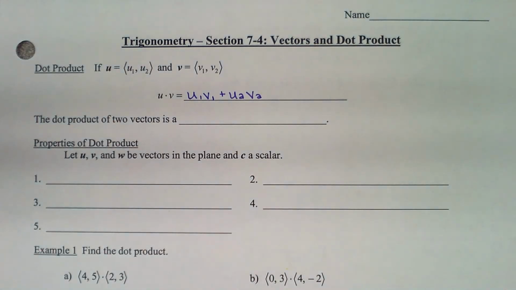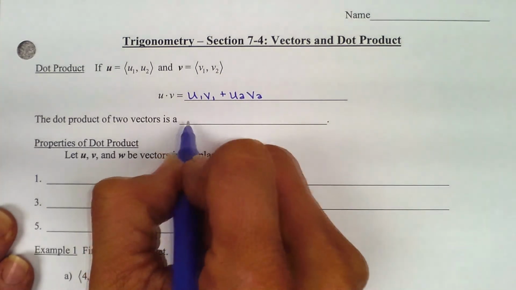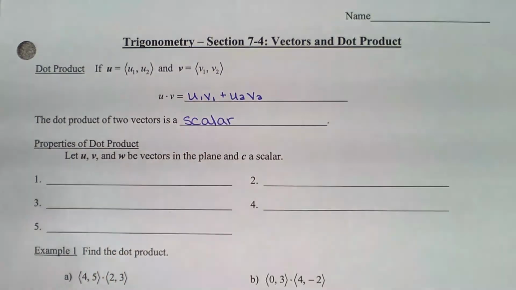Whenever you do this, the dot product of two vectors is always going to be a scalar, which, remember from previous lessons, all a scalar is just a number. So a dot product is always going to equal a number. You're not going to get a vector back out of it. It's just a single number answer.